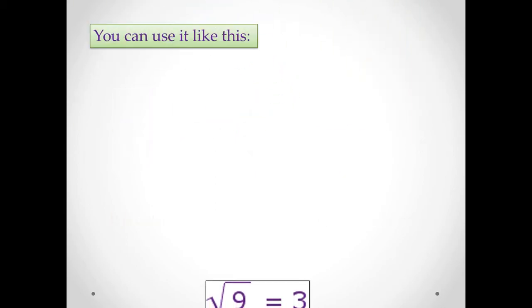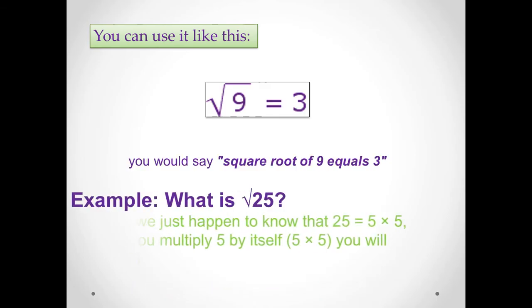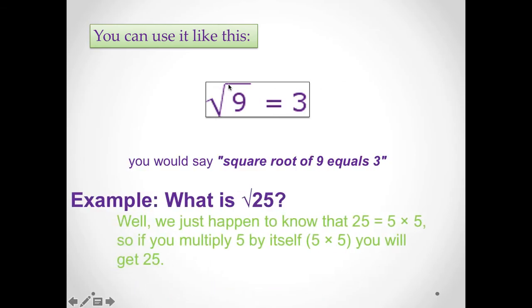You can use it like this. So it says that the square root of 9 is 3. You would say square root of 9 equals 3. Similarly, what is the square root of 25? We know that 5 times 5, or 5 squared, is 25. So the opposite will be: the square root of 25 will be 5.